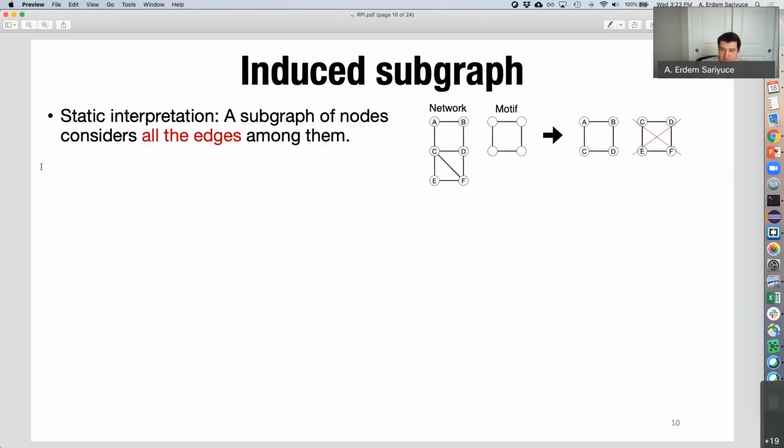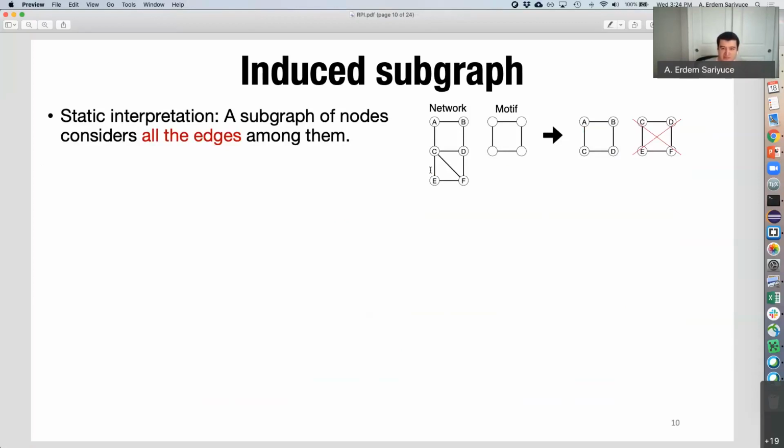This induced subgraph discussion is one thing we have been trying to figure out: how it can be modeled, how it can be described in the best way. In the static case, the interpretation is that if you have a subgraph of nodes, you have to consider all the edges among them. That's how they become an induced subgraph.